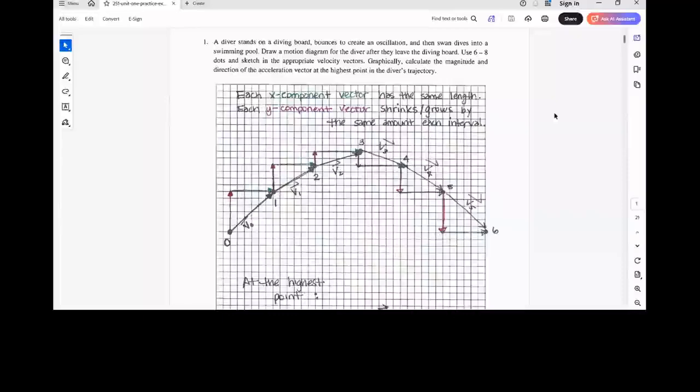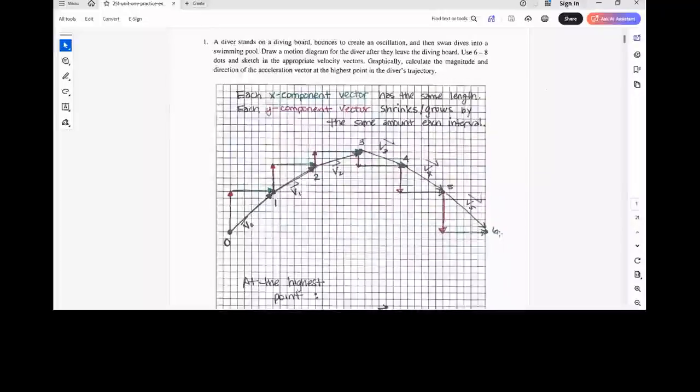Okay, so if the diver is behaving as a projectile after they leave the diving board, that means first we don't have to consider any of the oscillations that it took in order to get the diver into a place where they could behave like a projectile. And two, when they are moving like a projectile, we know that the acceleration in the x direction is going to be equal to 0.